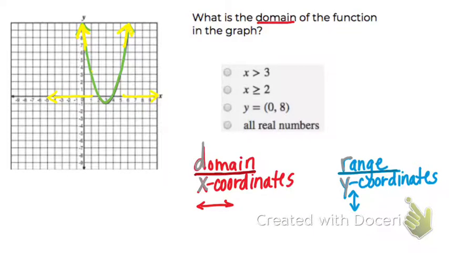So the domain, where is the graph on the x-axis? How far does it stretch out to the right and left? It would be all real numbers. Another way you can say this, since it is the domain and it's the x-coordinates, we know the answer is not this. You have to use x in your inequality notation. You could also say x is in between negative infinity and infinity. So you can write it like this as well.